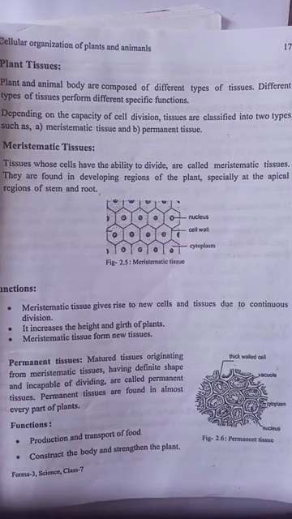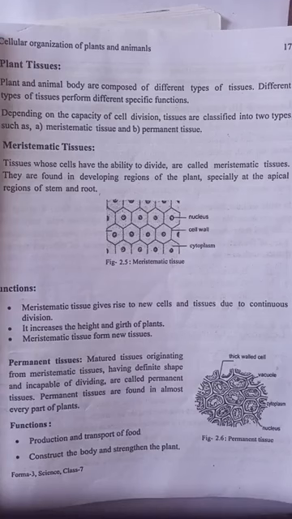What is the function of meristematic tissues? Meristematic tissue gives rise to new cells and tissues due to continuous division. Yes, continuous. Division of cells is continuous. It increases the height and girth of plants. Yes, height and girth of plants. Meristematic tissues form new tissues. Other tissues are formed by meristematic tissues.